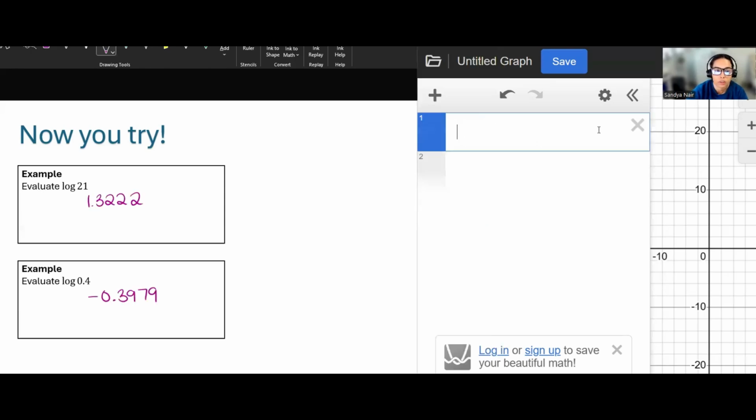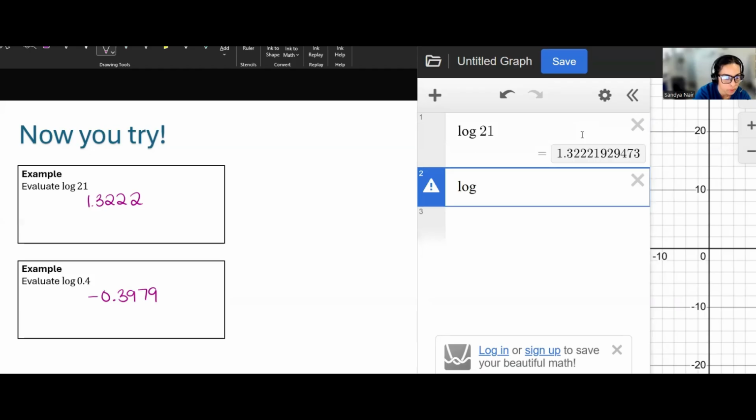Here we have the log of 21 and the log of 0.4. All I'm going to do is go over here to Desmos and type in these two values. So I have the log of 21 and the log of 0.4. You can see here the log of 21 is approximately 1.3222, and the log of 0.4 is negative 0.3979.